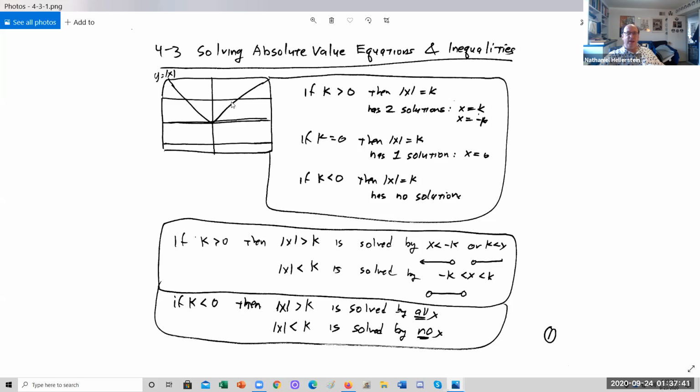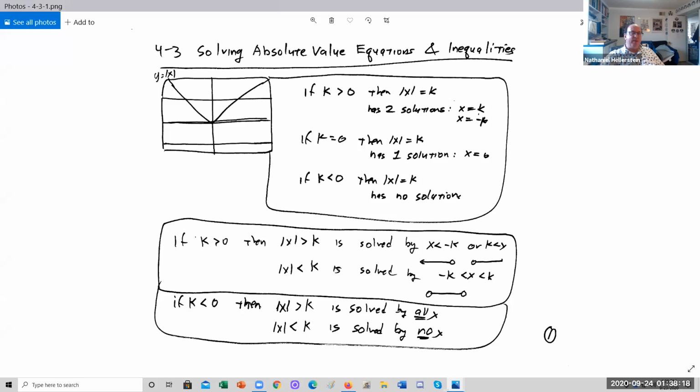Absolute value of x less than k is this part of the line where the absolute value graph is less than the y equals k graph. So it's the values of x between here and here, between minus k and k. In other words, if x is within k units of 0, then x is between plus and minus k like this. Now, if k is negative, then absolute value of x is greater than k for all x, and absolute value of x less than k for no x.